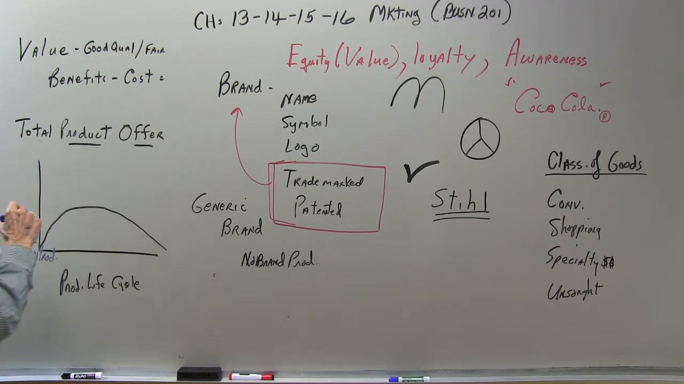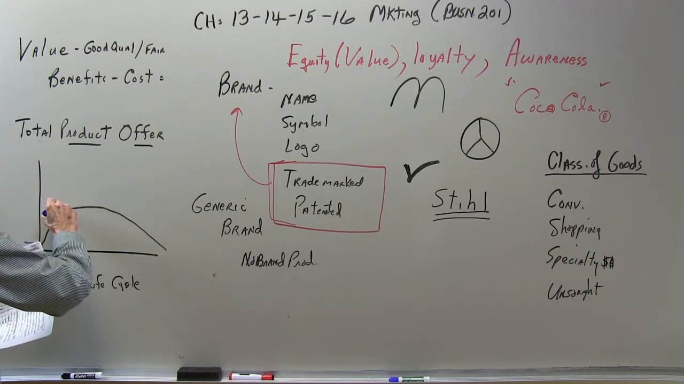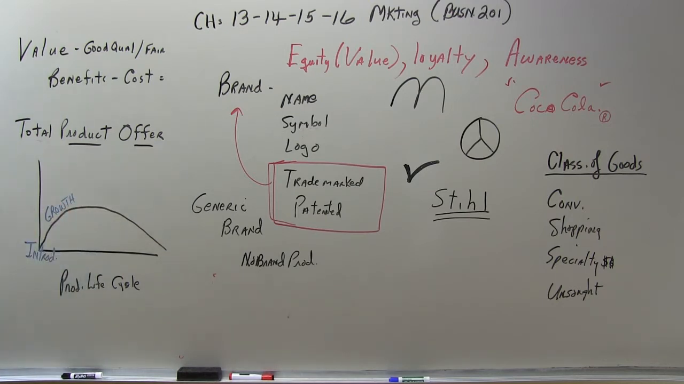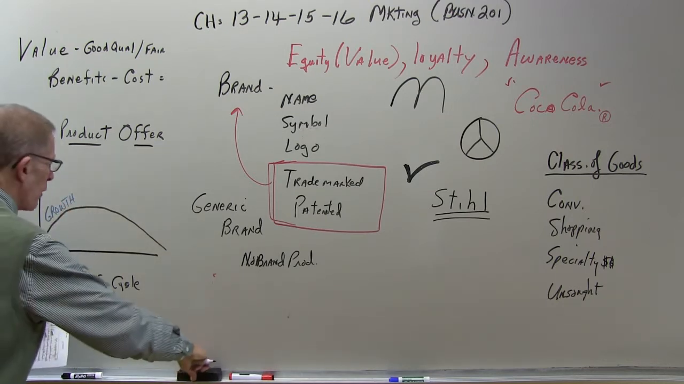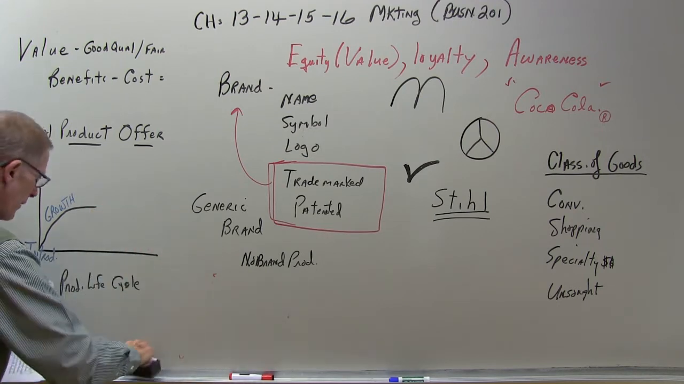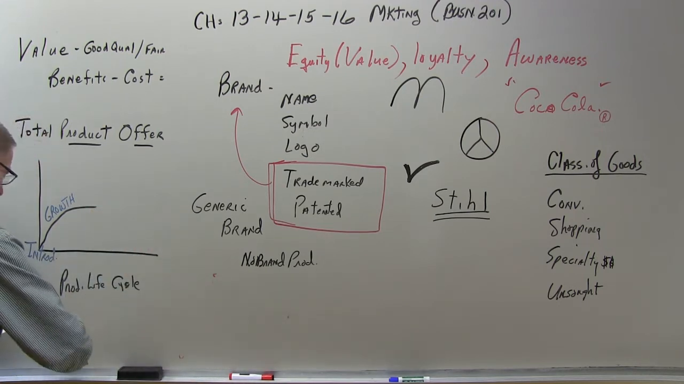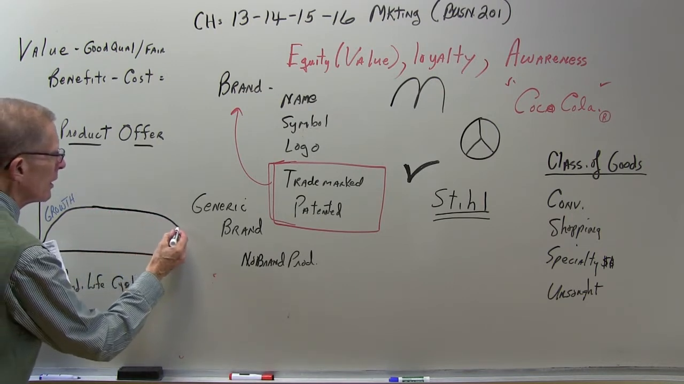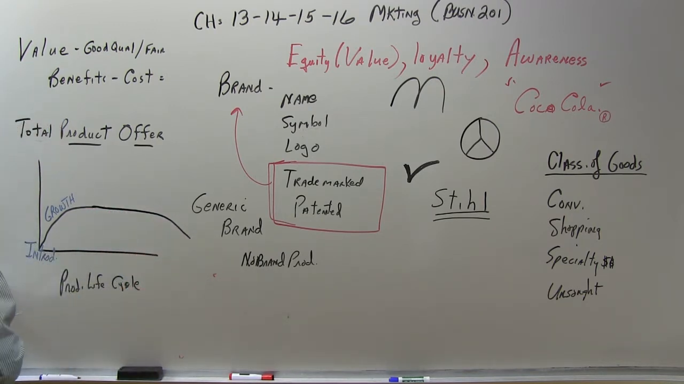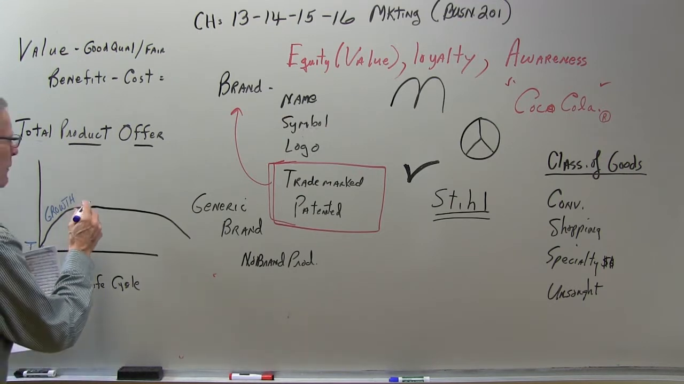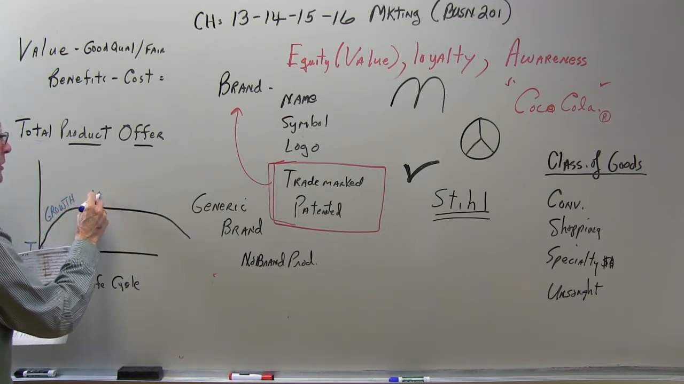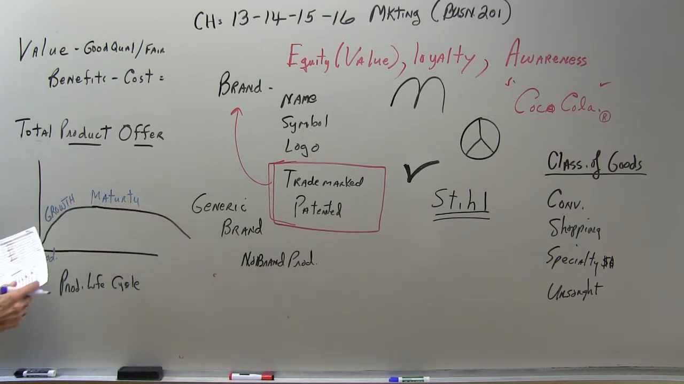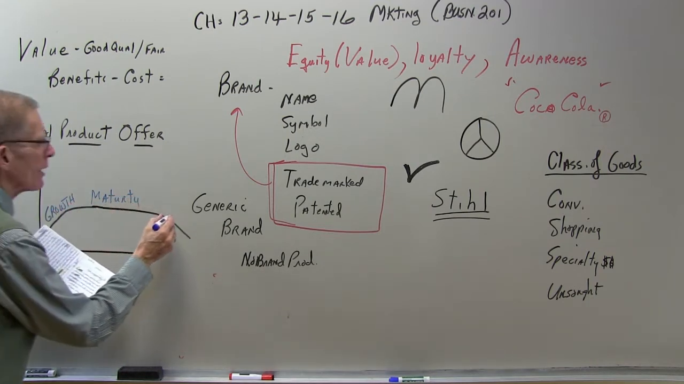Then, hopefully for a while, the product is in growth. That means it's selling more and more and more and more. And I really didn't grow this very well. It'd be a whole lot better if I had done it like this, because this is more typical of a lot of products. Okay, let's do it that way. Then you have the maturity phase, where it's in maturity. And then you have the decline.